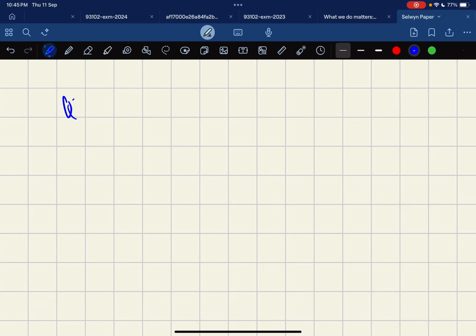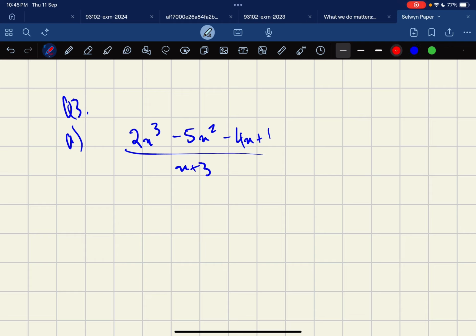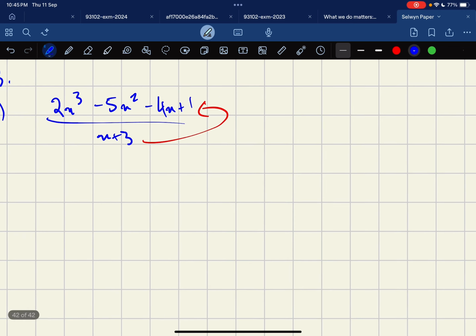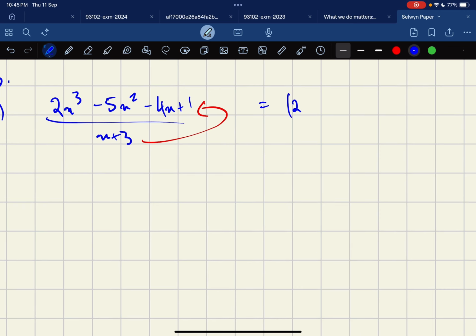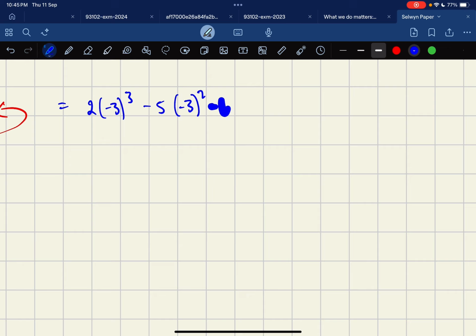Question 3. Part A. Find the remainder when 2x cubed minus 5x squared minus 4x plus 1 is divided by x plus 3. Well, you can just substitute in x equals negative 3 into this equation. So then this gives you 2 times negative 3 cubed minus 5 times negative 3 squared minus 4 times negative 3 plus 1, and that gives you negative 86.